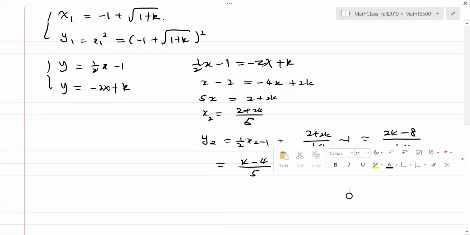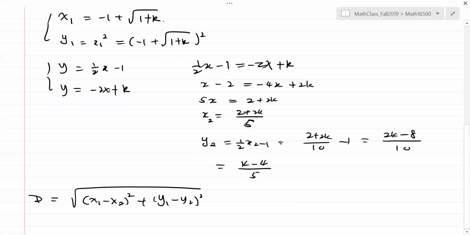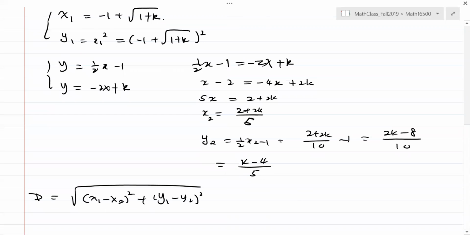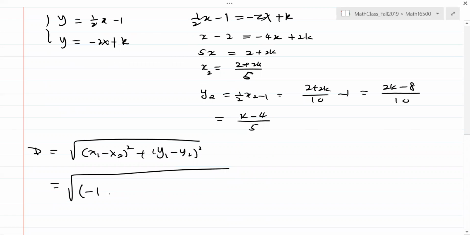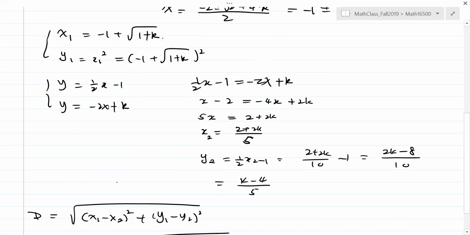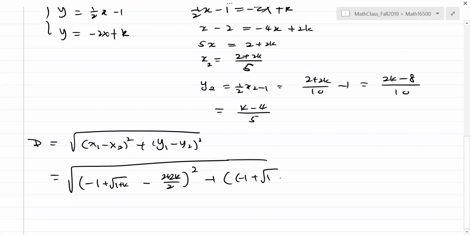So you have two points. The distance function is going to be the square root of (x1 minus x2) squared plus (y1 minus y2) squared. We already have the expressions over there. The difference of x1, x1 is negative 1 plus the square root of 1 plus k, minus x2, and y1 is going to be negative 1 plus the square root of 1 plus k, squared, minus y2.